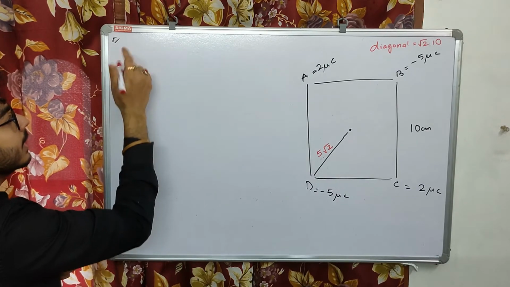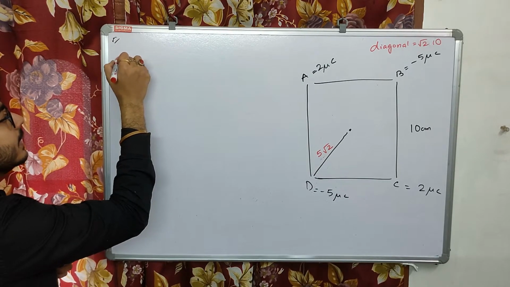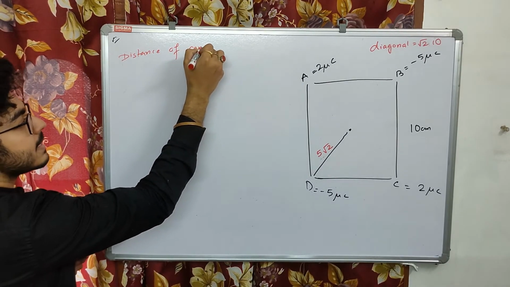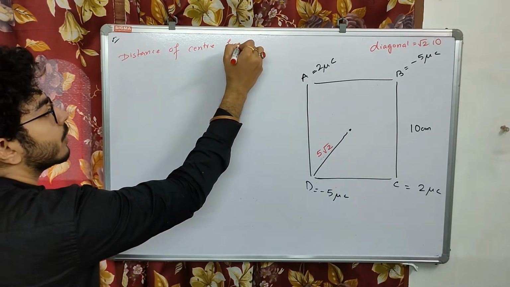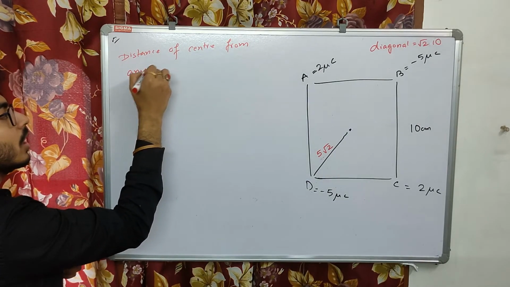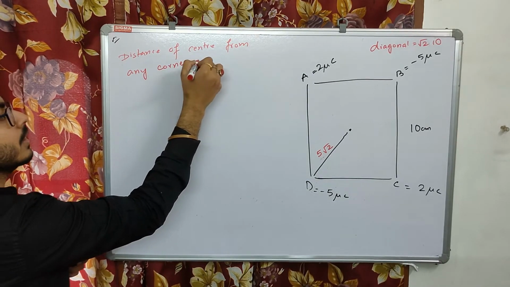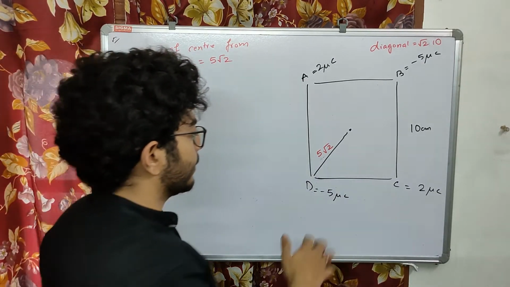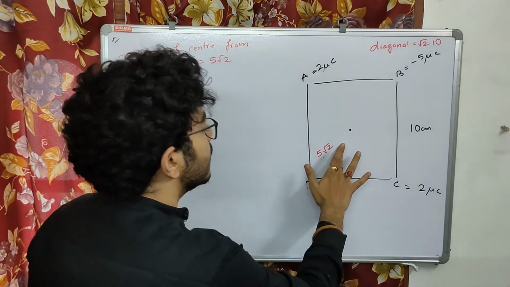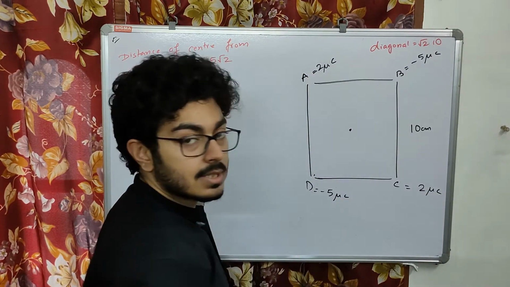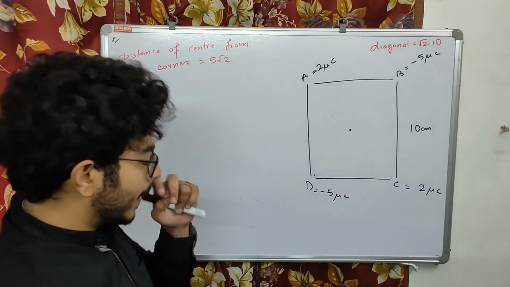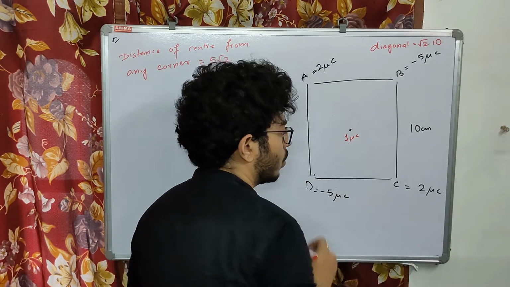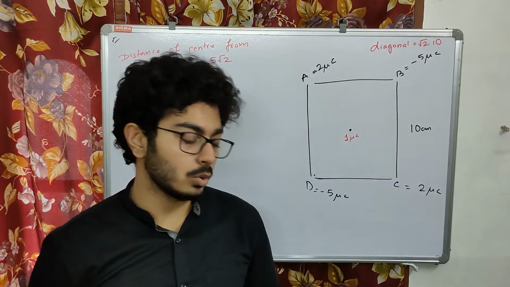So the distance of the center from any corner is 5 root 2. We have found this out. This is clear. I am rubbing this part because there is a reason. Now if I place a charge of 1 microcoulomb, what will be the scenario?